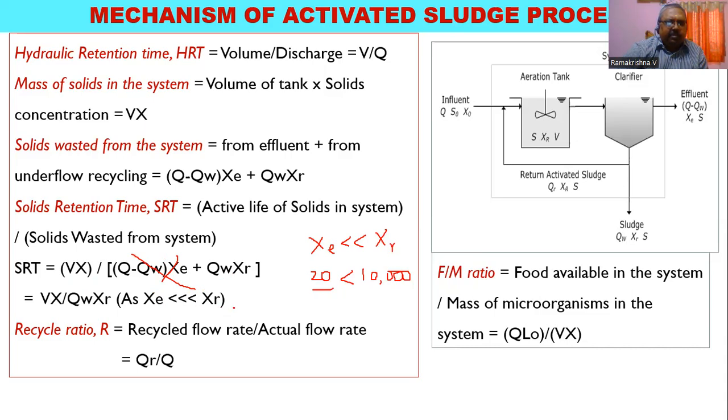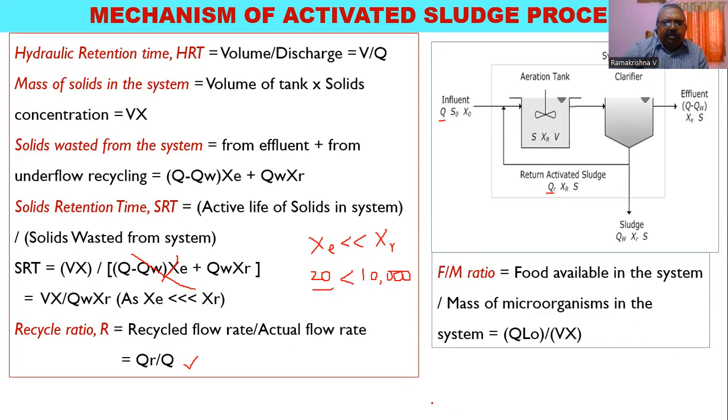This is an approximation. And the recycle ratio is also important here. How much is recycled back? Actual flow is Q and recycled discharge is Qr. How much is recycled is nothing but Qr divided by Q, which is called the recycle ratio.